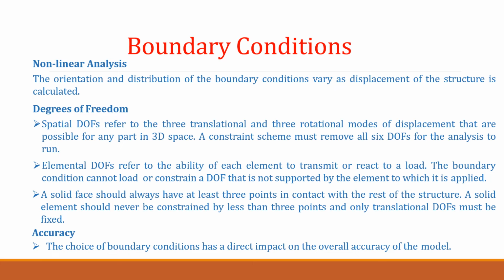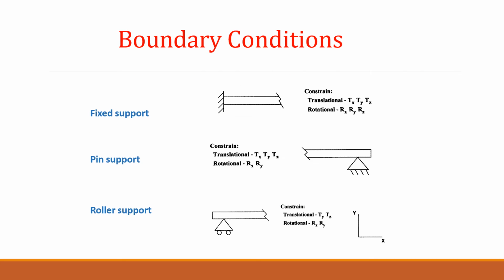The choice of boundary condition has a direct impact on the overall accuracy of the model. When we consider the boundary conditions in structural members, we consider three different supports. One is fixed support, the second one is pin support or hinged support, and the third one is roller support. The constraints of different support conditions will be given in the picture. We'll look into the different translational and rotational motions provided by the supports.